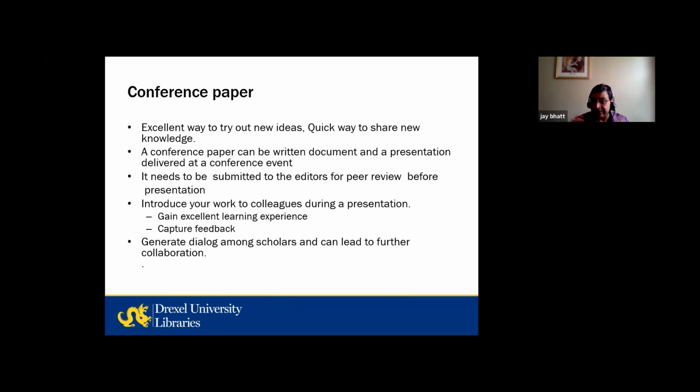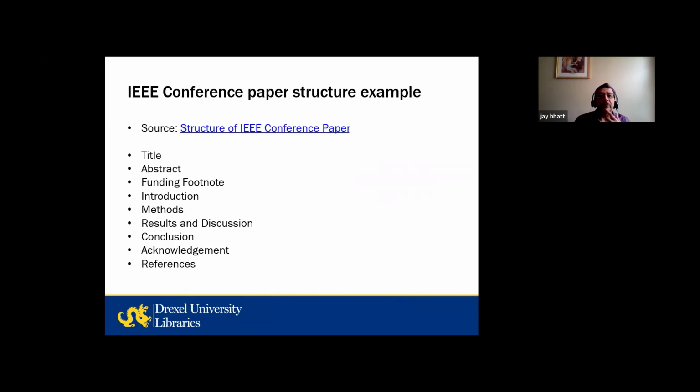And again, in some conferences, there is a peer review involved. For example, IEEE requires peer review. You introduce your work to colleagues during a presentation. You gain a lot of feedback, and at the same time, you're able to connect with different scholars who attend your conference session, resulting in dialogue later on. Making connections. And in today's world of collaborative global partnerships in interdisciplinary areas, this is a great way to learn to present as well as write a conference paper.